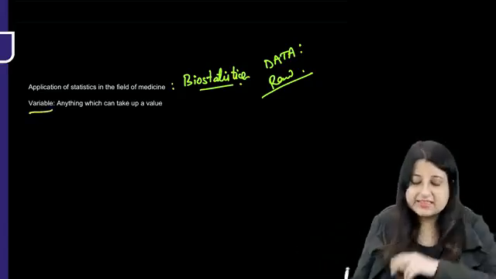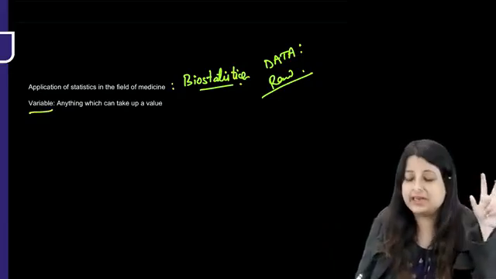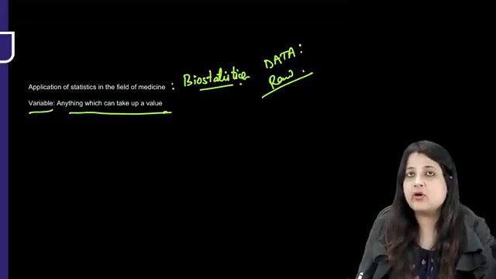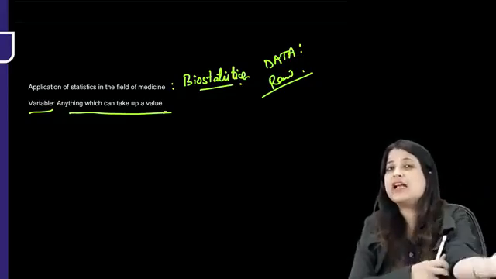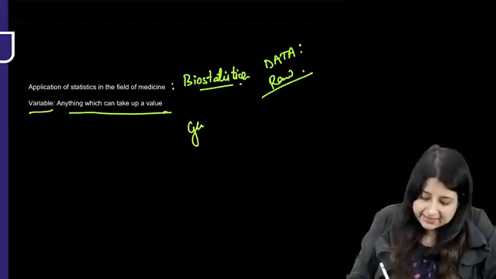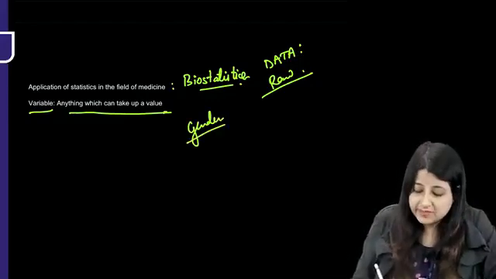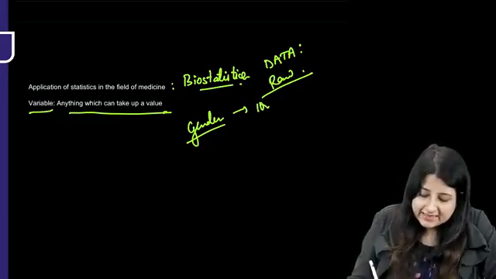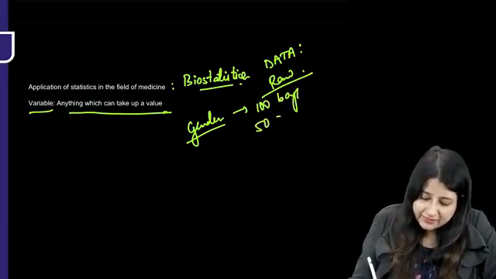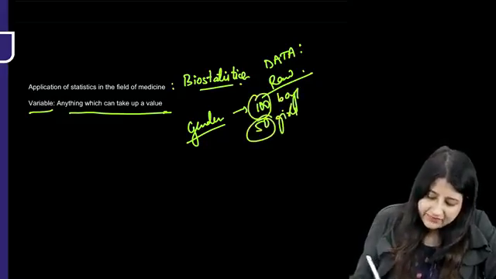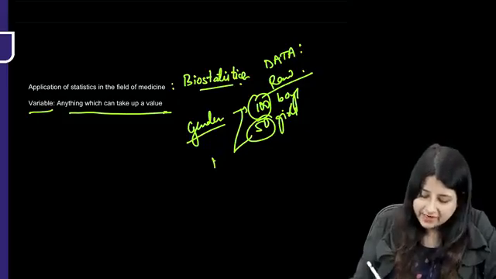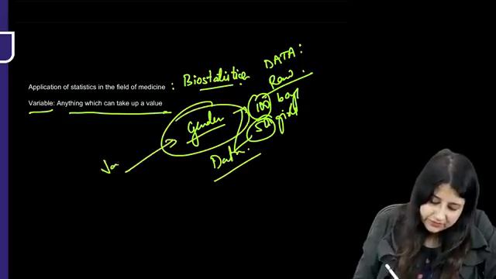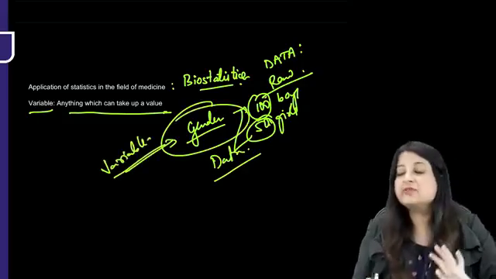So in biostatistics we are dealing with a very important term, variables. What is a variable? Anything which can take up a value. Like you have to do a study on college students. You're going to definitely ask about their gender. So gender is something which can take up a value, right? How many boys are there in the college? How many girls are there? Suppose there are 100 boys and 50 girls. So this 150, the 100 value and 50 value, this is the data. But these values have been given to this variable. So a variable is anything which can take up a value.